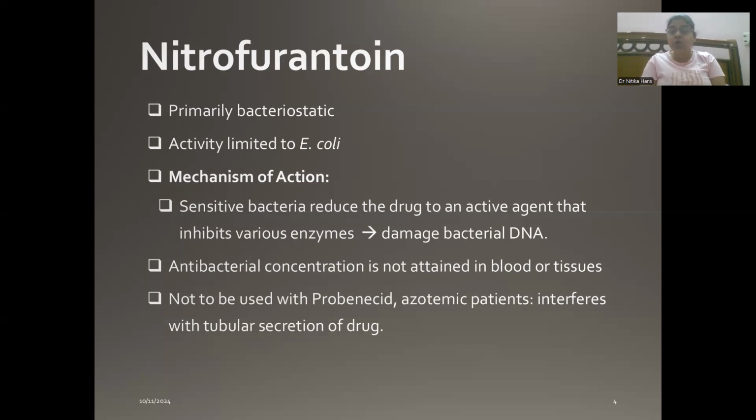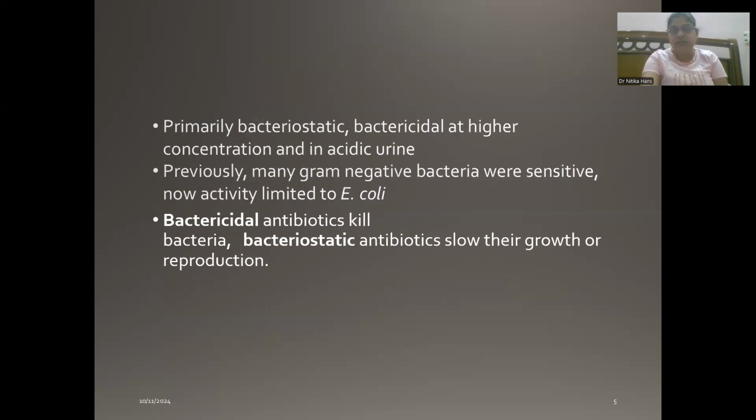Antibacterial concentration is not attained in the blood or tissues; it's only concentrated in the urine. It is not to be used with probenecid, because probenecid interferes with tubular secretion of the drug. It inhibits tubular secretion and increases the concentration of nitrofurantoin in the body, which will lead to toxicity.